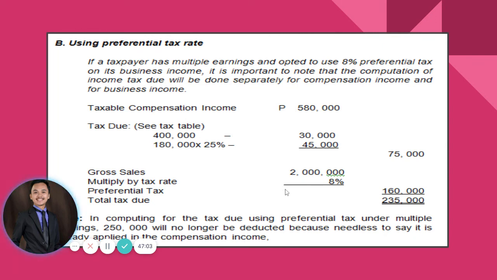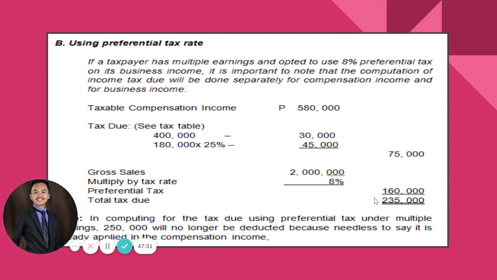Because the 250,000 was already claimed as part of the taxable compensation income, since in the first 250,000, using the tax table, the tax due is 0%. So there is no longer a deduction of 250,000 from the 2 million. So multiply the 2 million directly by 8% to compute the preferential tax. So there is a preferential tax for your business income of 160,000.